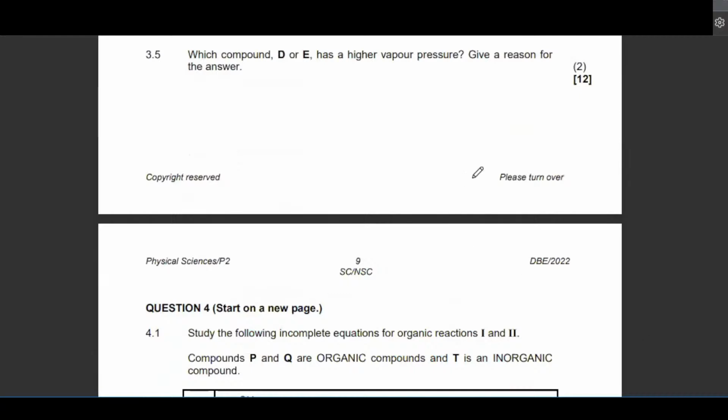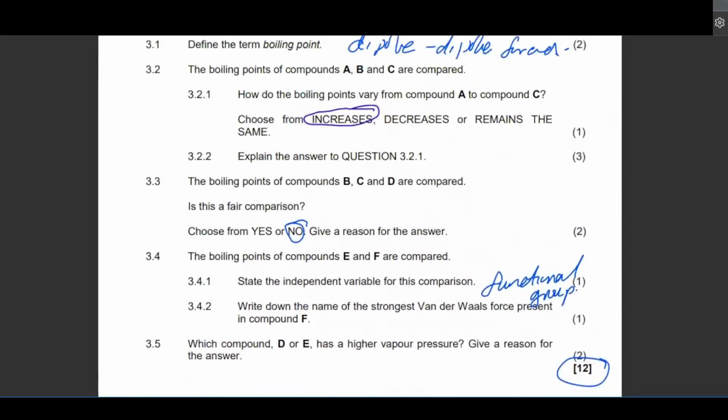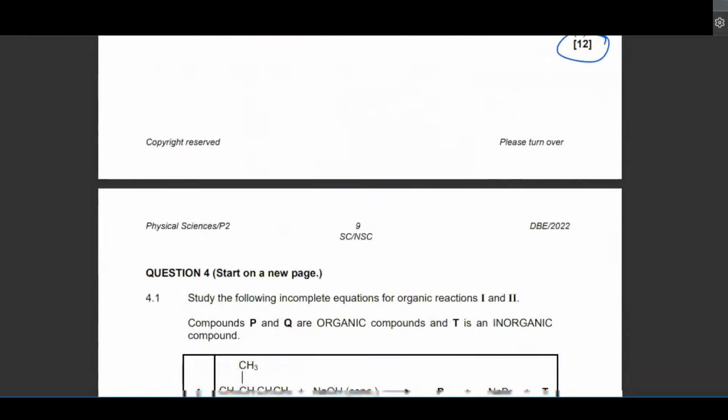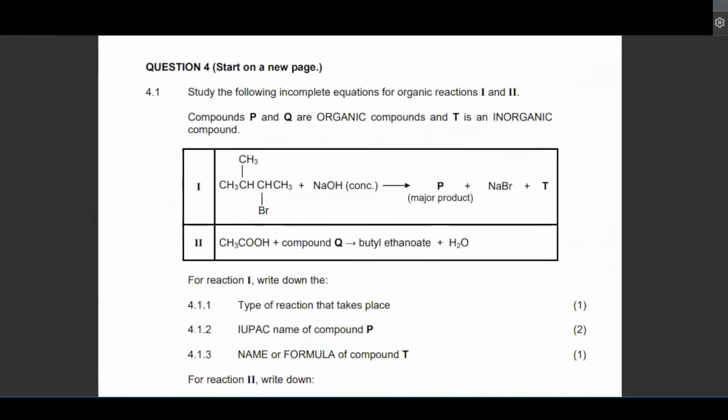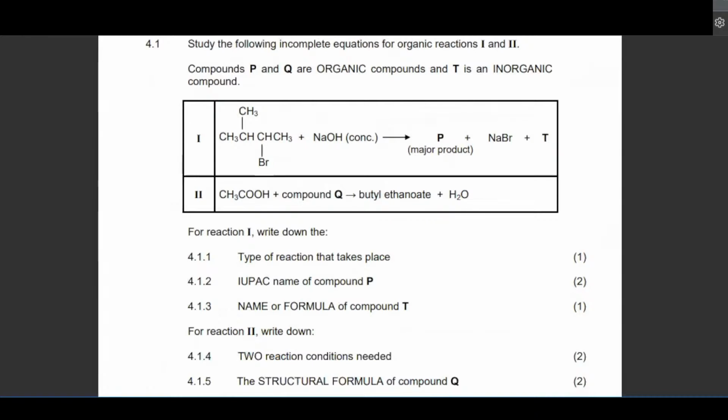I think we are done with this. So 12 marks. If it appears, then automatically it means that this organic compound is very easy to pass. Yes, you can't go to the paper without killing this section of organic compounds.